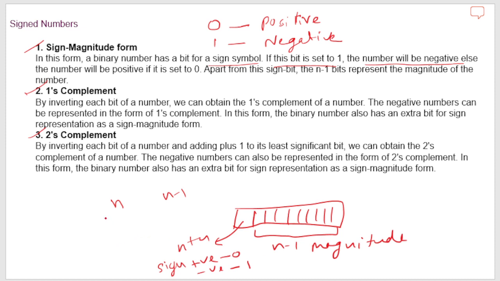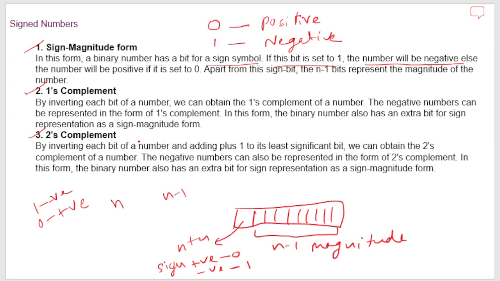1's complement: what we will do is invert each bit of a number. We can obtain the 1's complement of a number. The negative numbers can be represented in the form of 1's complement. In this form, the binary number also has an extra sign bit representing the sign magnitude. Simple forms still here: 1 is negative and 0 is positive.